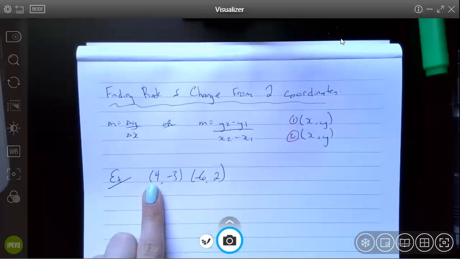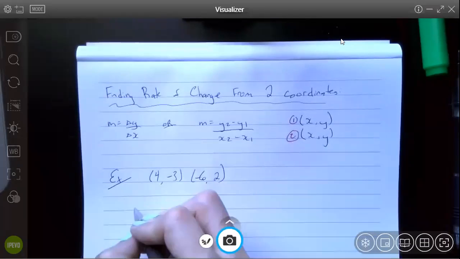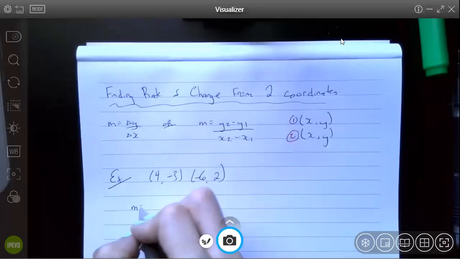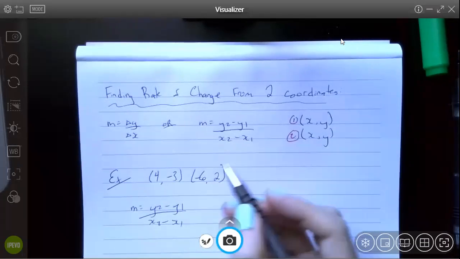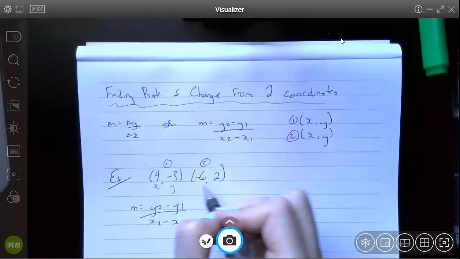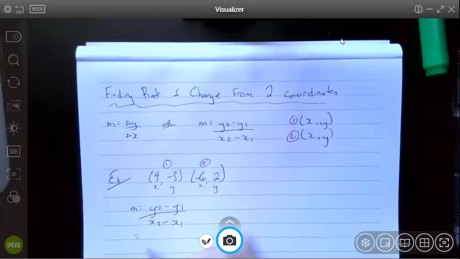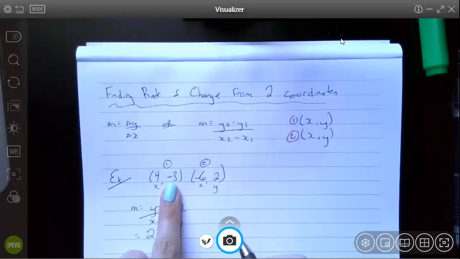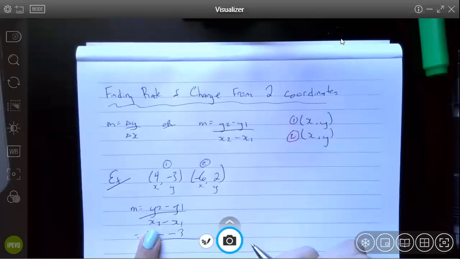Okay, so I've given you the coordinates 4, -3, and then -6, 2. So we'll plug this into our equation. So our rate of change is y2 minus y1 over x2 minus x1. And I'm going to call this coordinate number 1 and this coordinate number 2. Remember, they are xy coordinates. So y2 is just going to be 2. And then y1 is -3. So 2 take away -3. And then on the bottom, my x2, which is -6, take away my x1, which is 4.